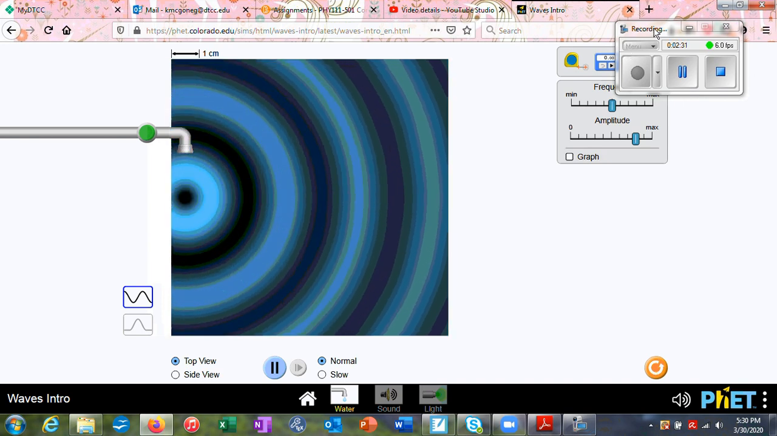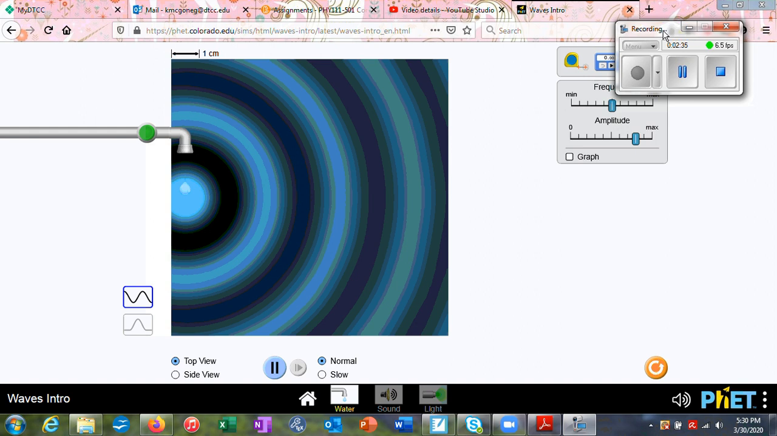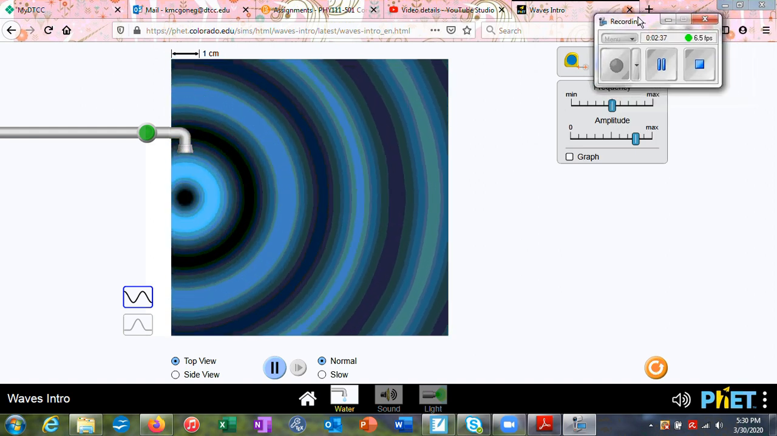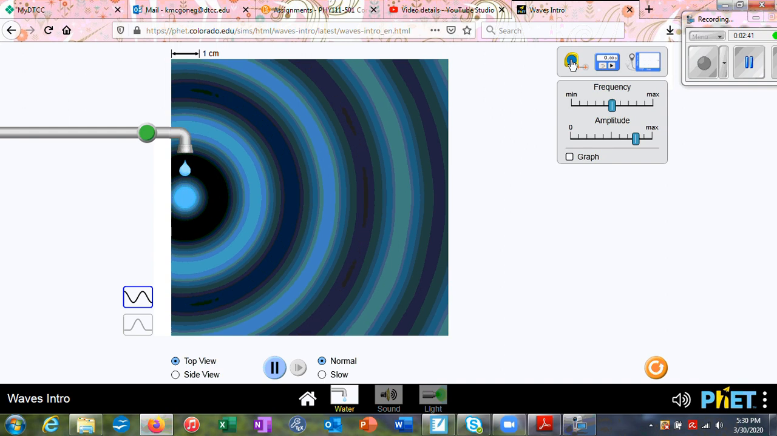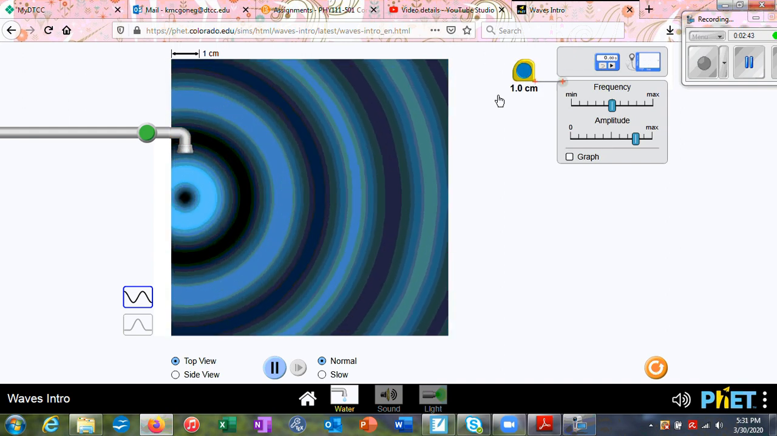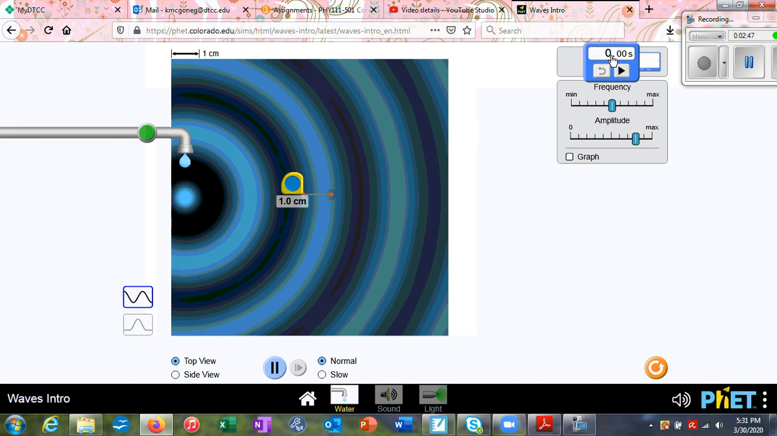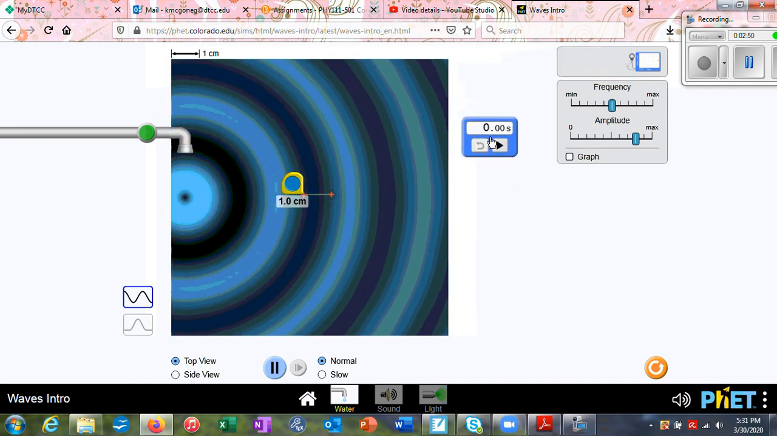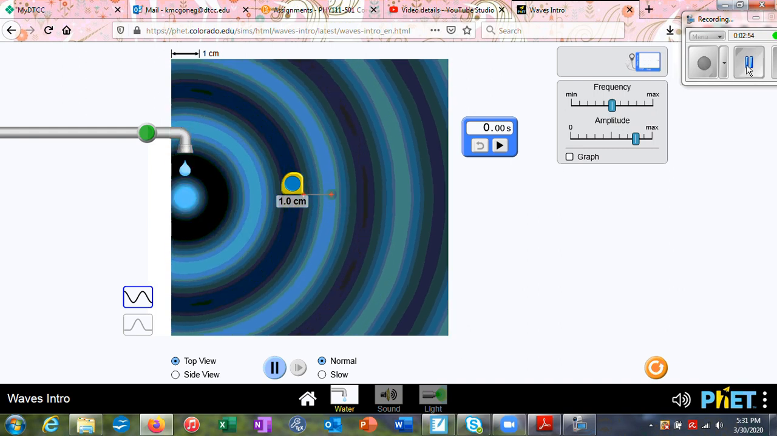Okay, so let me move this guy so I can tell you about these things. Well, if I can. There we go. So this is the ruler tool, and you're going to use it right on here. And this is the stopwatch tool. So you can't use it up there. You have to bring it out here toward the waves. Okay.